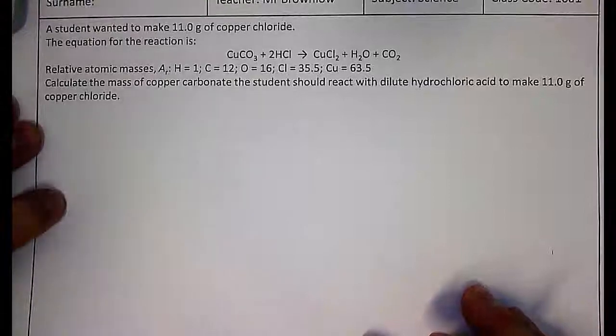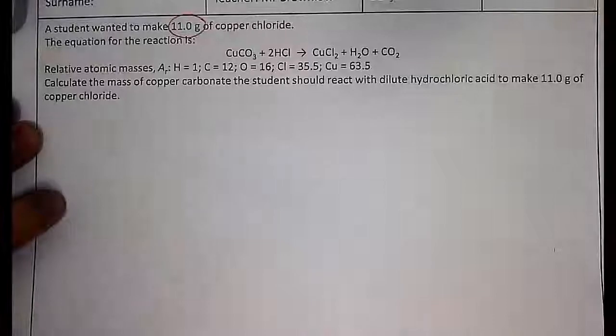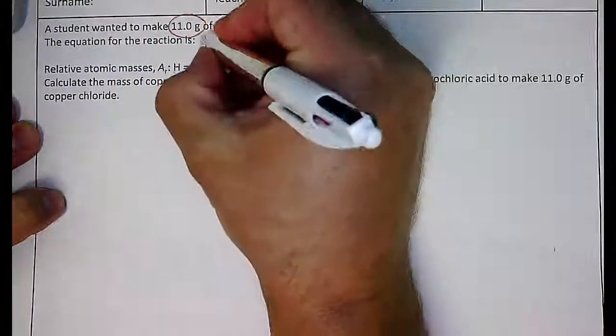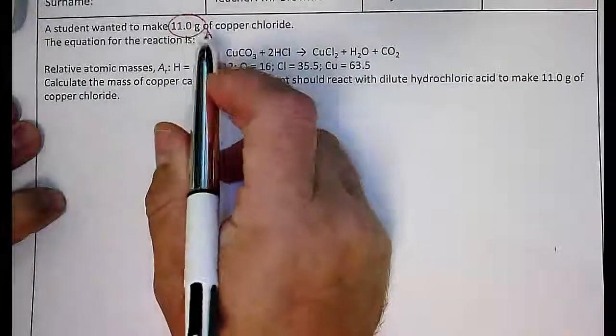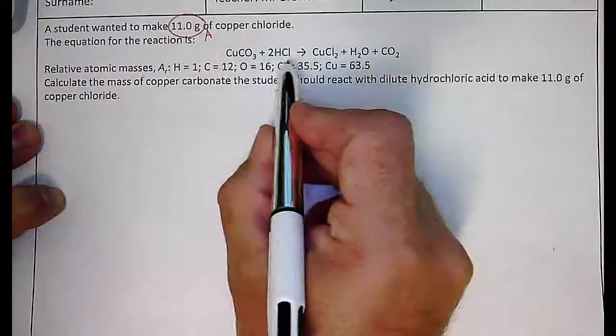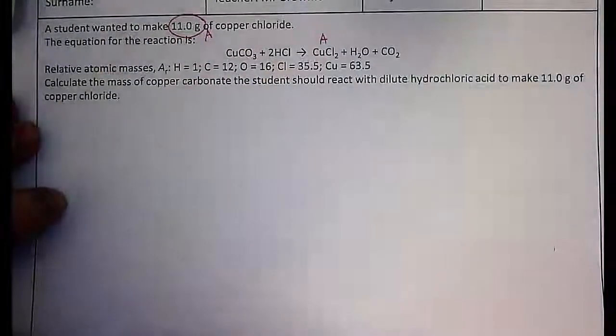In this question, we have a student that wants to make 11 grams of copper chloride. So this is what I might refer to as substance A, the substance that we get information given about. So I'll look for copper chloride in our balanced symbol equation, and here it is. I'll just highlight that's our substance A.